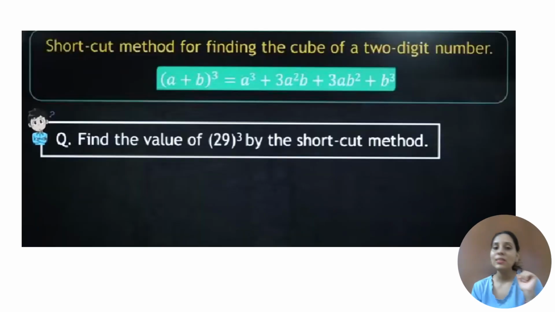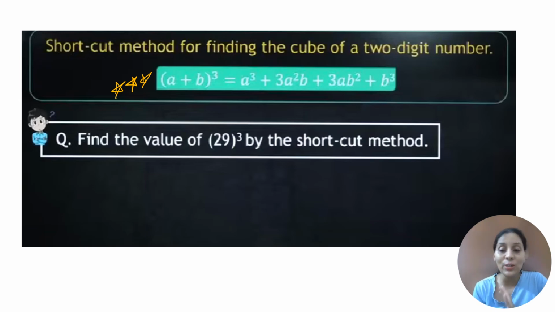Next, this is the shortcut to find the cube of a 2-digit number. This formula is important. Once you know this formula, you will be able to find the cube of such a number. Let's start. 29 cube. A plus B whole cube.